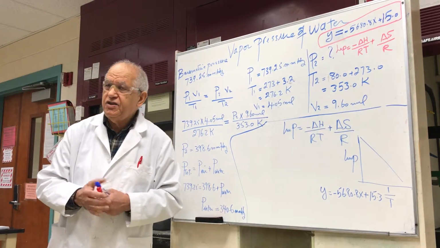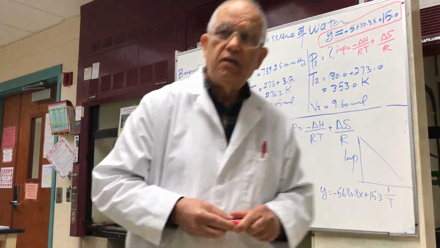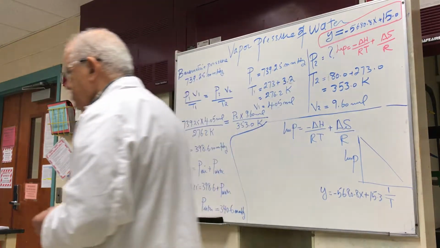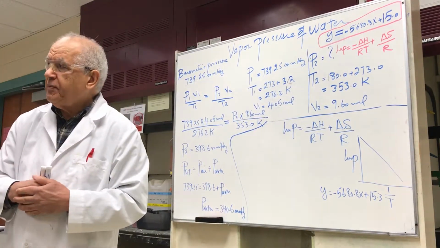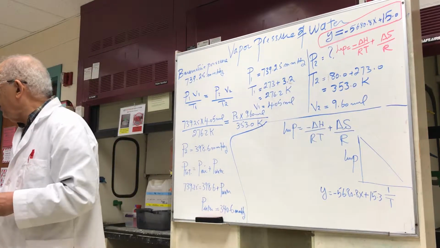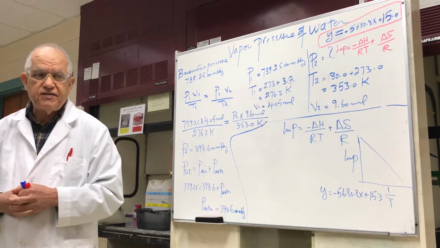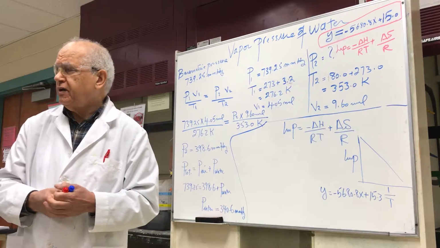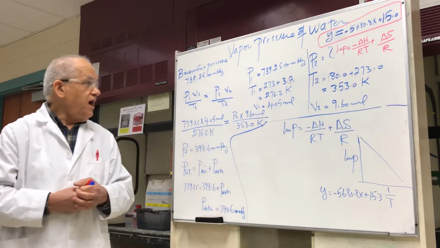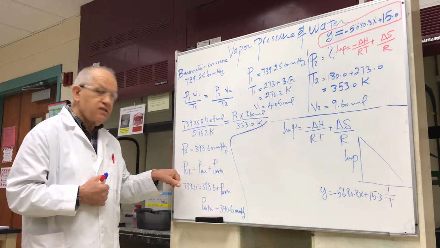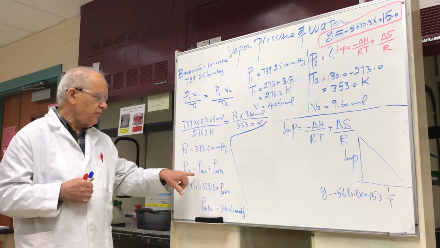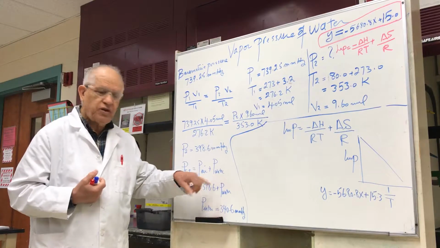Okay, we finished the experimental part where we did the measurement. We measured the volume of the trapped air plus vapor at different temperatures. Now we need to calculate its vapor pressure. We need to calculate the vapor pressure of water. Okay, there's two things we need to apply. We need to apply Dalton's law, P total, which is equal to the partial pressure of air plus water.